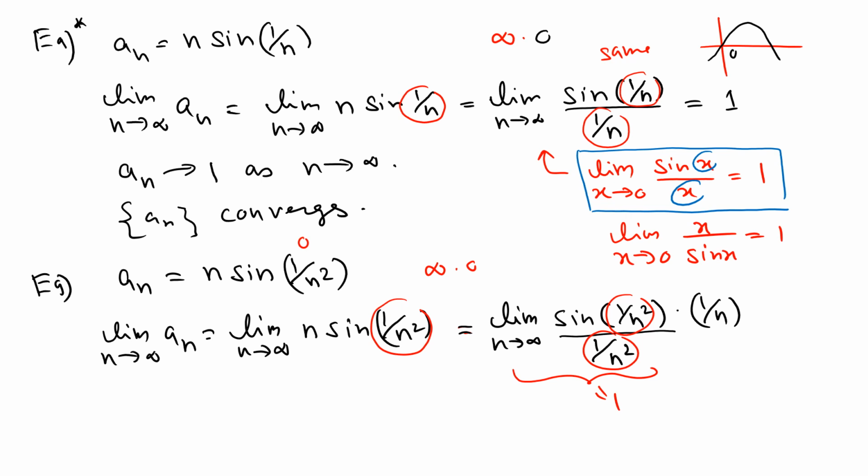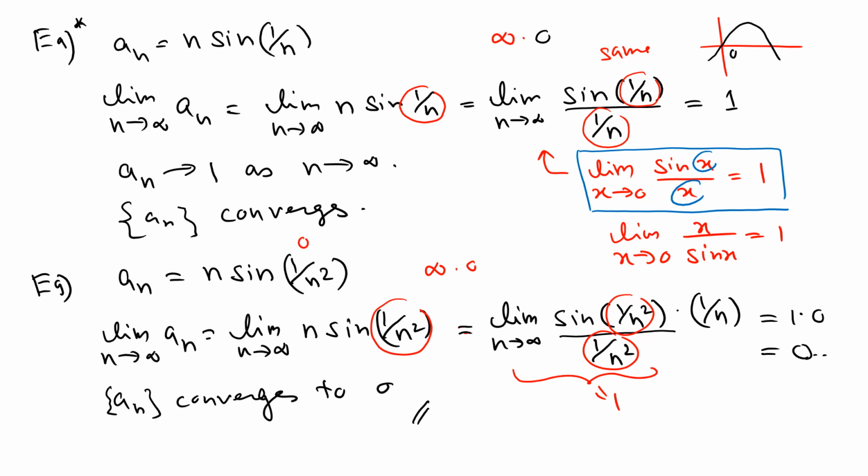So this is 1, but 1 over n goes to 0. That means 1 times 0, which is 0. So this limit is 0. The earlier one is 1. So that means a_n converges to 0. Good. So that's about that.